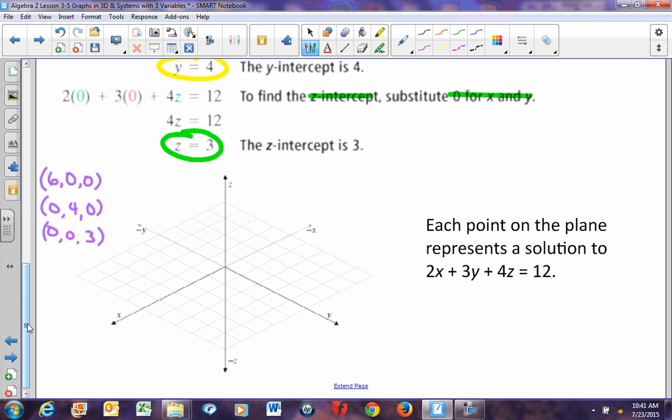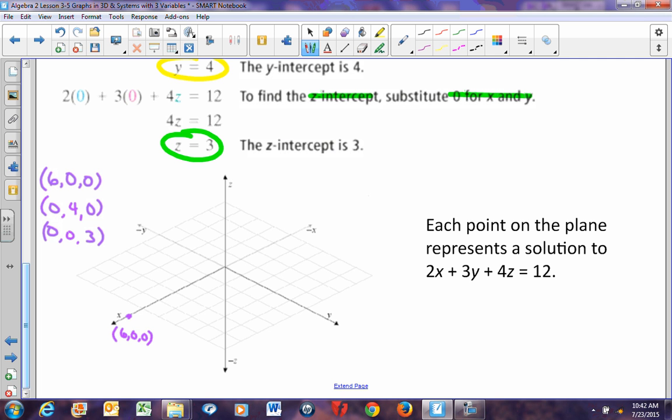So we have to plot the point 6, 0, 0. So we're going to start at the origin, go up 6, 1, 2, 3, 4, 5. So 6 would be about there. Okay, so there's 6, 0, 0. There's the point 6, 0, 0.